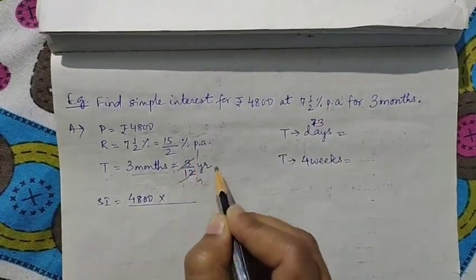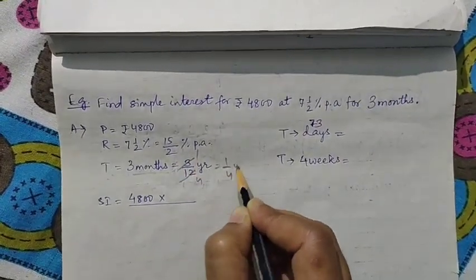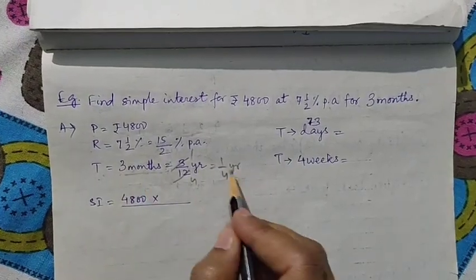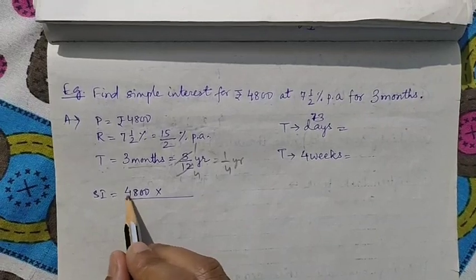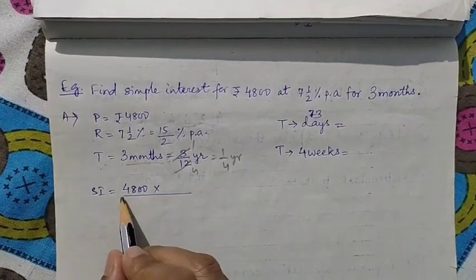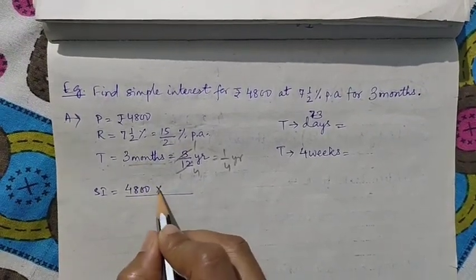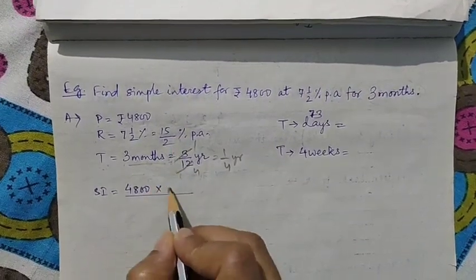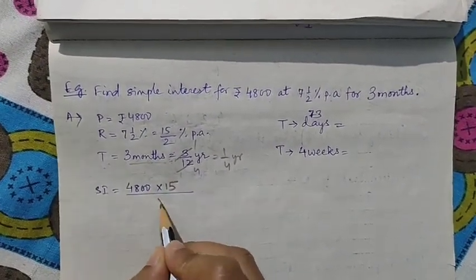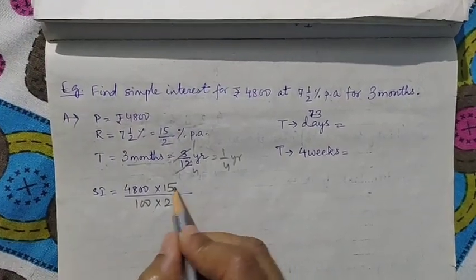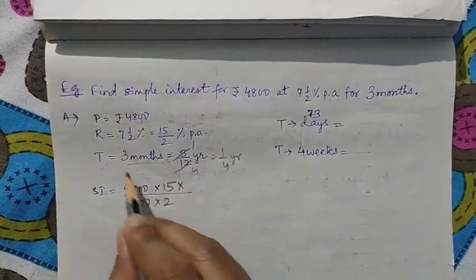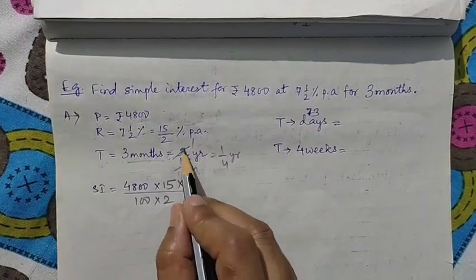3 ones are 3, 3 fours are 12. So it is 1 by 4 year. So 3 months is 1 by 4 year. Then you can use the formula for SI, P into R into T by 100. So 4,800 into R is 15 by 2, so 15 by 2 and already 100 you can write. Then into T is 1 by 4 or you may write 3 by 12.